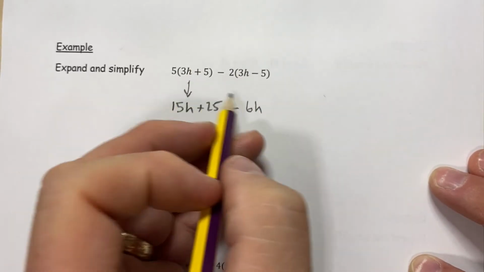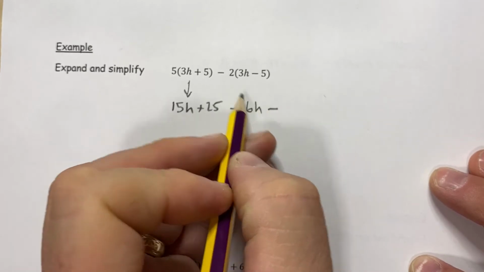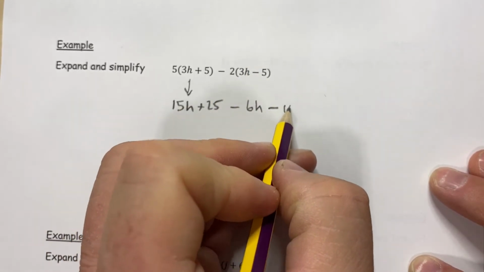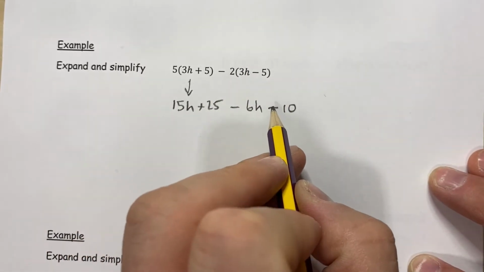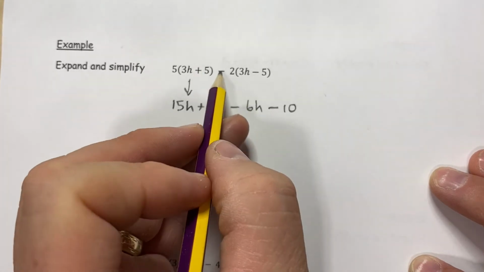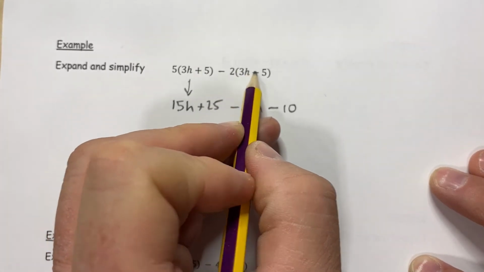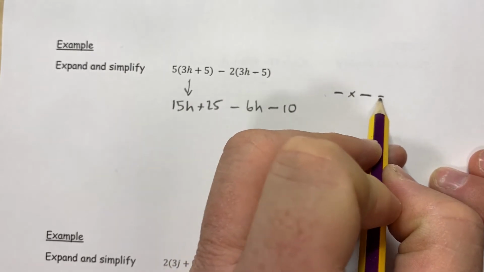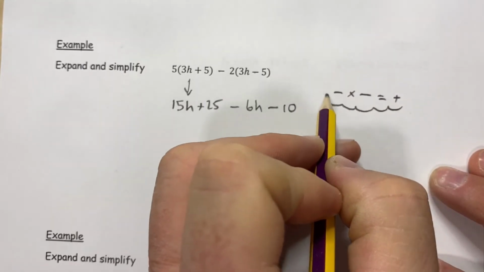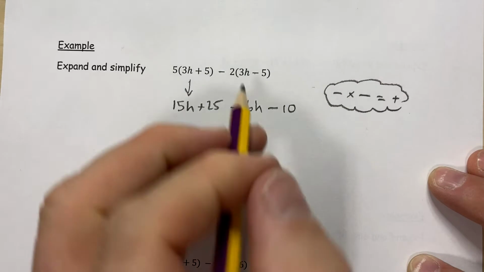And this is where people go wrong, because they tend to put minus, and 2 times 5 is 10. But that minus sign is wrong. Why? Because that's a minus times another minus. Minus times a minus, you must remember, gives a positive answer. So that should be a plus 10.